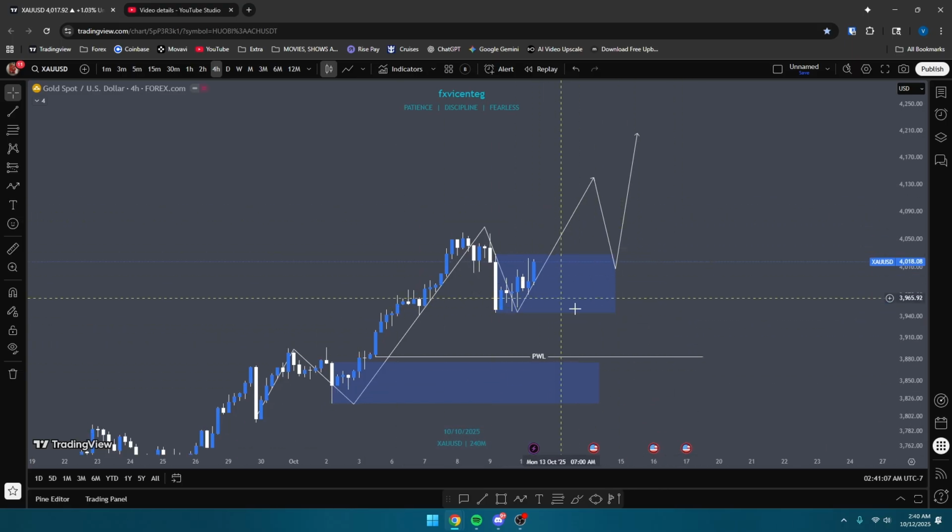So great potential on this, given that the weekly is still really bullish. Lots of opportunities for this week.